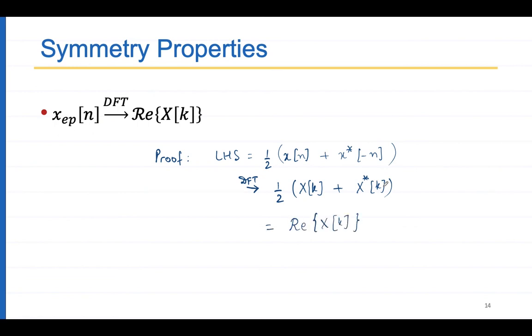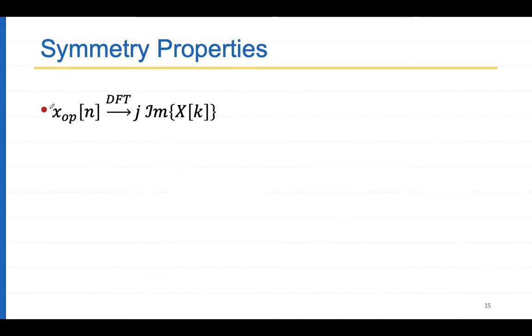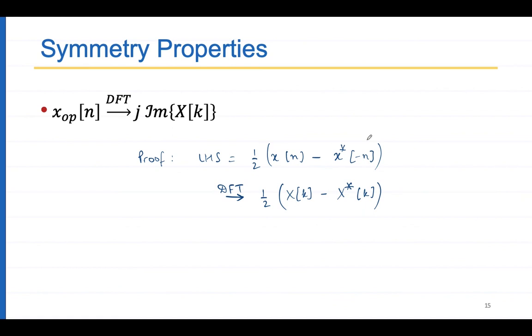That is it. And similarly, you can prove that for the odd part of x[n], the DFT will be j times the imaginary part of X[k]. The proof is again very simple. Start with the LHS. The conjugate antisymmetric part is simply this thing, right? And then you take the DFT. x[n] becomes this, x star of minus n becomes this, and this is the imaginary part of X[k]. That is it. Done.